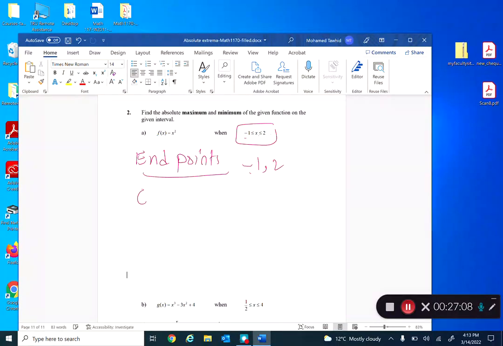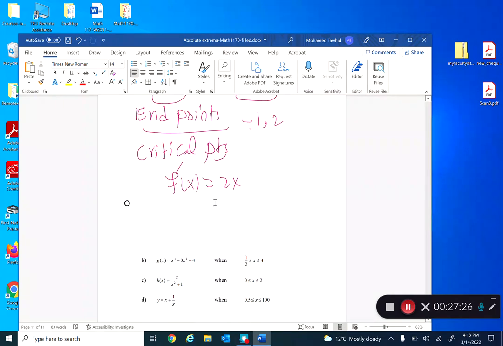So now how to get critical points? I have to take the derivative first. What is my derivative? You have x squared, so what is the derivative? 2x. The derivative of this is 2x, right? So now let me ask you a question here. What is the domain? The domain is given, -1 to 2.